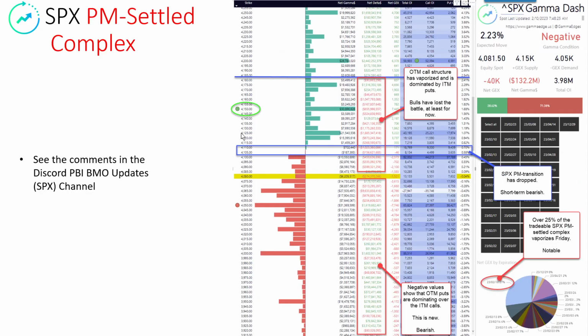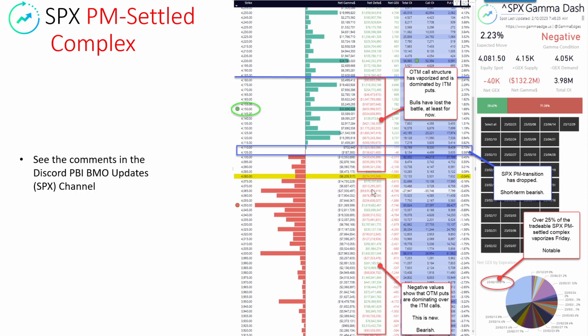Taking a look at the PM complex, the yellow line is the closing spot yesterday. You can see above here the OTM call structure, even though we've got a lot of greens up here, so we still have some speculation to the deep upside or far upside. What we're seeing right now closer in is that a lot of the short-term calls have been removed, and that exposes the in-the-money puts that are present here. So we need the bulls to step up and add speculative calls here to really start building this upward again.